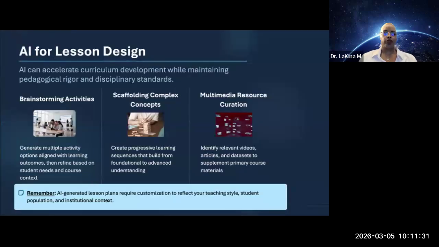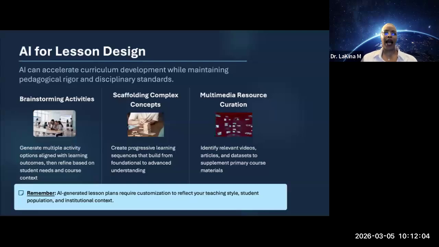One of the most powerful uses of AI in higher education is lesson design. So let me be very clear. AI should not replace instructional design. It should accelerate early stage development. For example, when you are brainstorming activities aligned with learning objectives, AI can help to generate multiple structured options within seconds. That does not mean that you adopt them wholesale. It means that you start with a broader menu of possibilities.